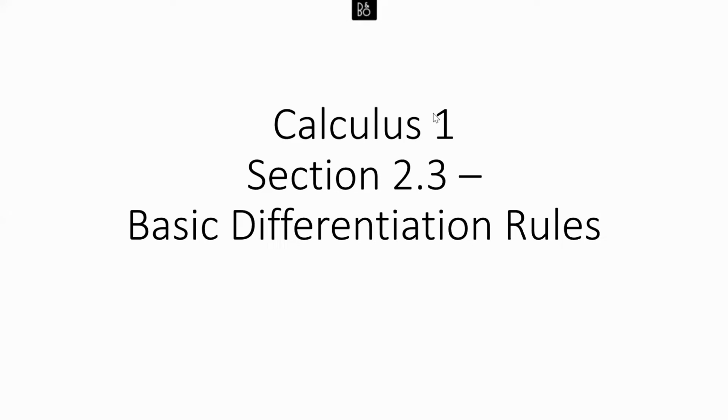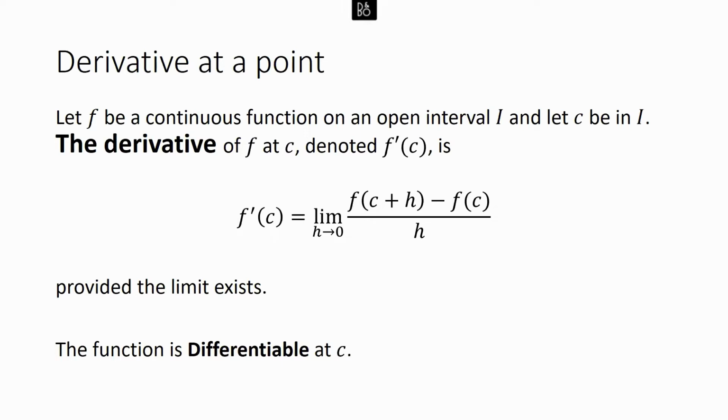In section 2.3, we're going to start looking at some basic differentiation rules. Last section, we took a look at the definition of the derivative and how it applies. So we know that the derivative at a certain point is the limit as h goes to 0 of the difference quotient f of c plus h minus f of c, all divided by h. And if that limit exists, we say the function is differentiable at c.